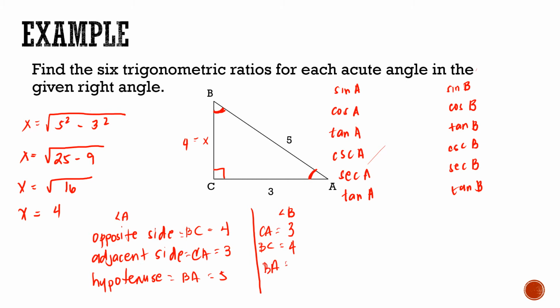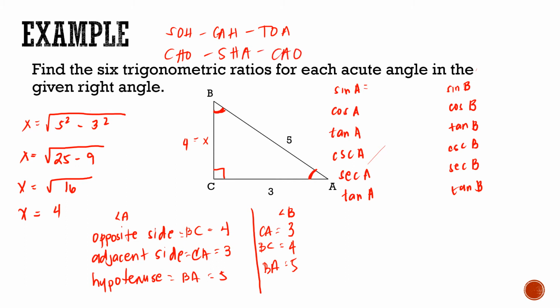Remember that you can interchange the adjacent and opposite side depending on your reference angle, but never the hypotenuse, because the hypotenuse will be your longest side. So we can now substitute the given values. Always remember your SOHCAHTOA. Then you've got SOH, CAH, TOA.